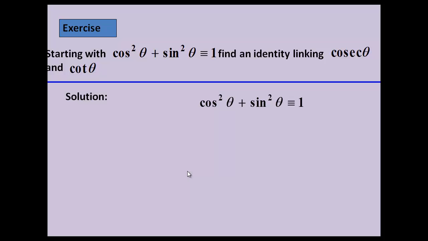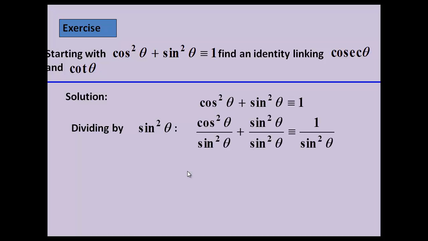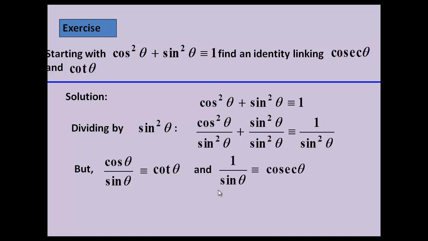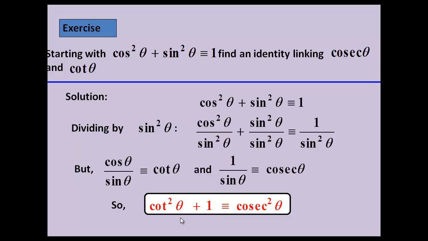Starting off again from cos squared theta plus sine squared theta equals 1. Dividing throughout this time by sine squared theta, we get 1 over sine squared theta on the right hand side, and then on the left hand side cos squared theta over sine squared theta plus sine squared theta over sine squared theta. So thinking again about what these different ratios are, cos over sine we know is cot, and 1 over sine we know is cosec. So this time we get cot squared theta plus 1 equals cosec squared theta.